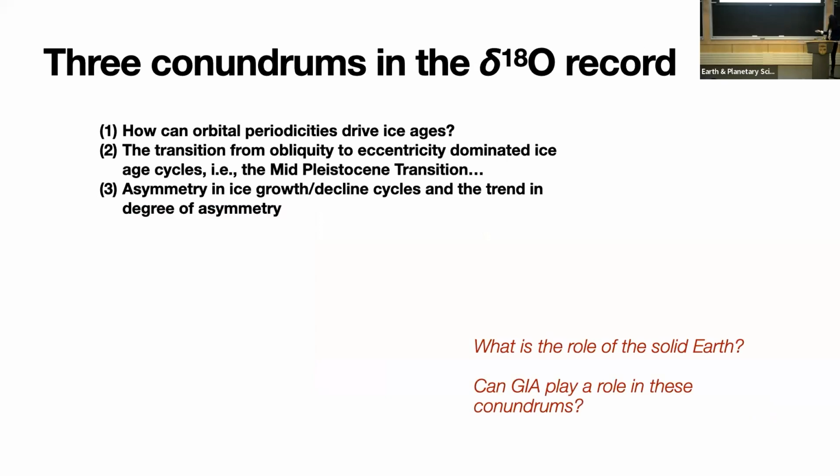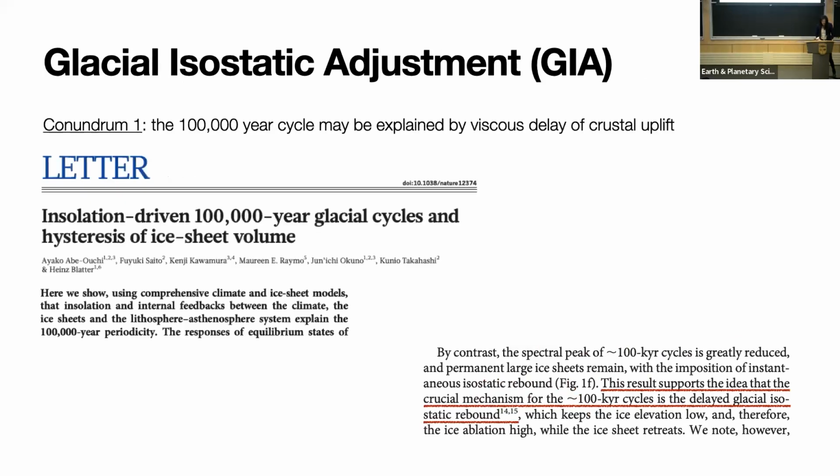And so more specifically, to address these conundrums, I'm really going to ask how GIA, glacial isostatic adjustment, contributes to each of these processes. Okay, all right, so the first conundrum, why do we have ice ages paced at a 100,000 year cycle? And this was a kind of a high profile paper that came out now 10 years ago. Abe-Ouchi and her colleagues coupled an ice sheet model and climate model to address this question. And they were able to reproduce these 100,000 year ice cycles.